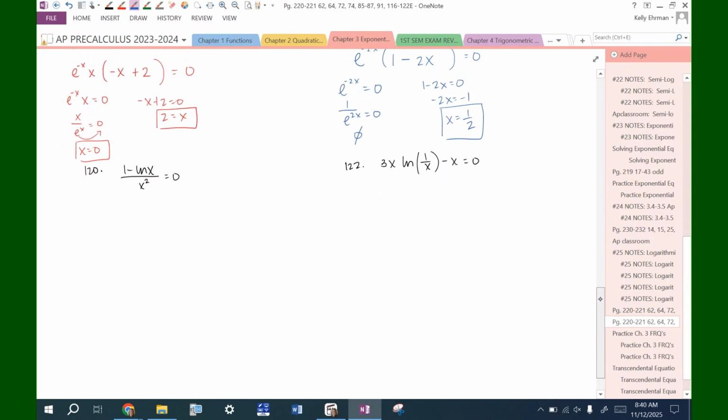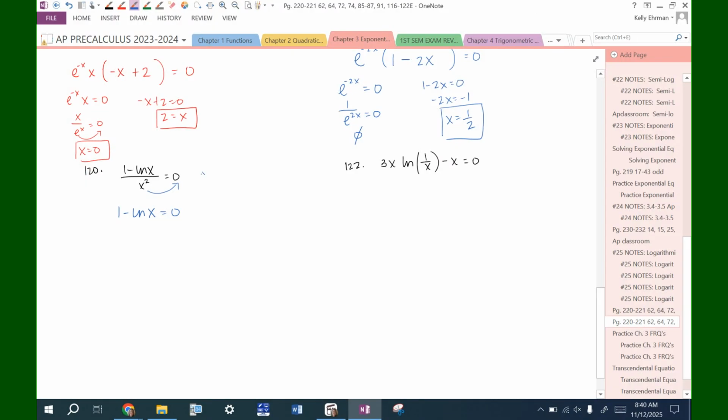All right, these are our last two. So now we're back to natural log equations again. And I need to think about this and say, all right, this is kind of a rational equation to start. So when is a fraction equal to 0? It's really just when the numerator is equal to 0. I can multiply the x squared over here. So I'm really just looking at when is 1 minus ln x equal to 0.